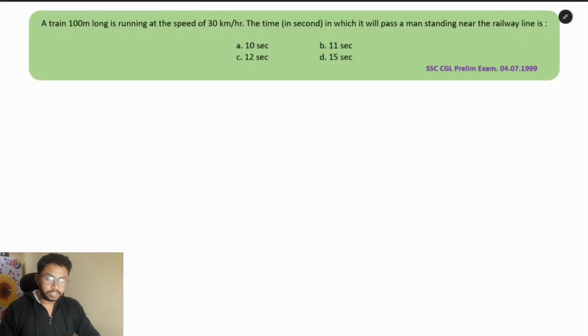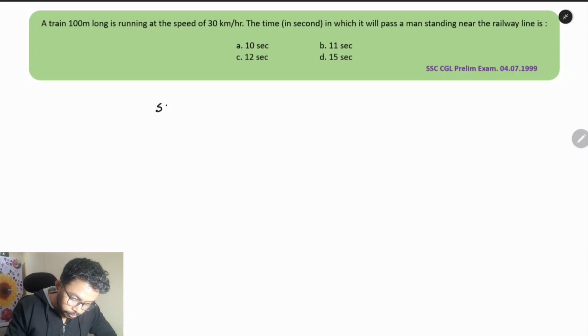We have this question. It says a train of 100 meter long is running at the speed of 30 km per hour. The time in seconds in which it will pass a standing man near the railway station or rail line. Okay, so here you have to understand that we have to find out the time in seconds. So for that, first we need to find out the speed in meter per second.